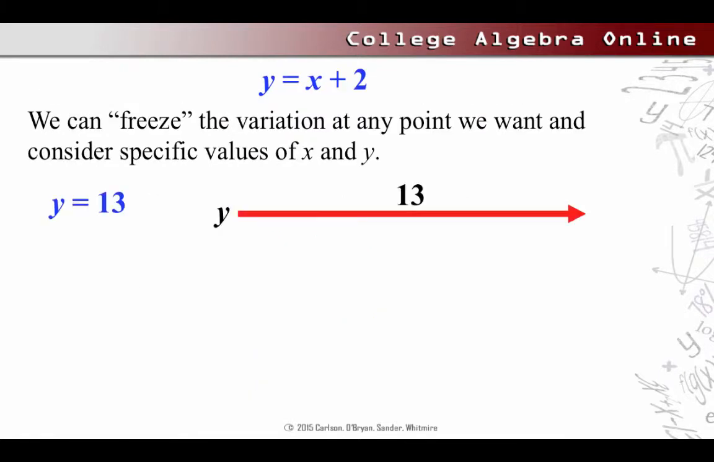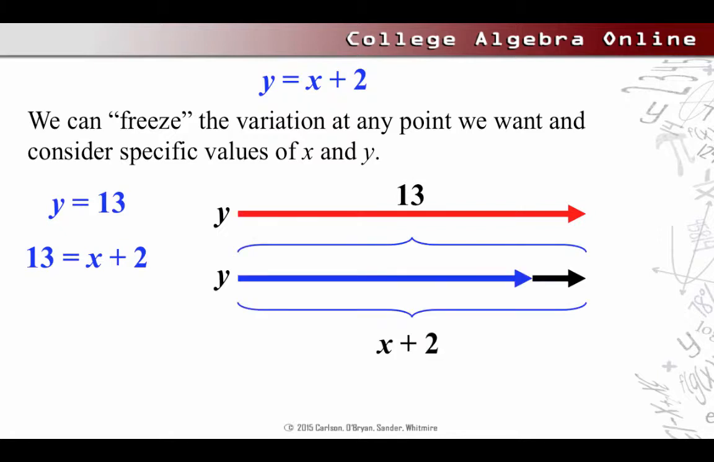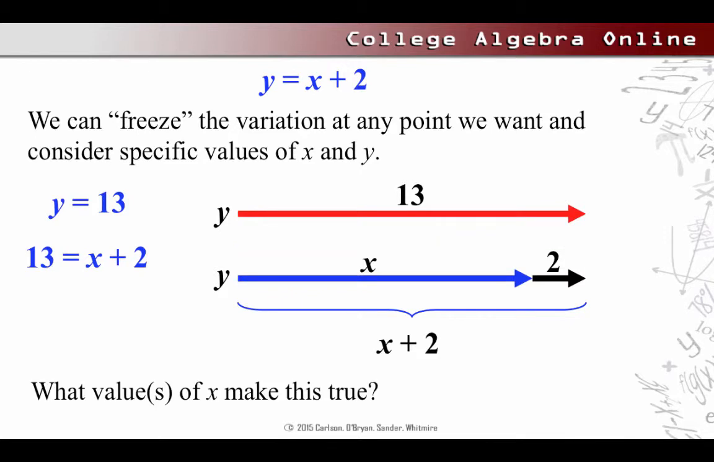Similarly, we can freeze the variation when y equals 13 and consider the corresponding value of x. If y is 2 more than x, and y has a value of 13, then x plus 2 has a value of 13 at this moment. If 13 is 2 more than x, what must be the value of x? x must have a value of 11, so 11 is the value of x when y equals 13, and thus this is the solution to the equation 13 equals x plus 2.